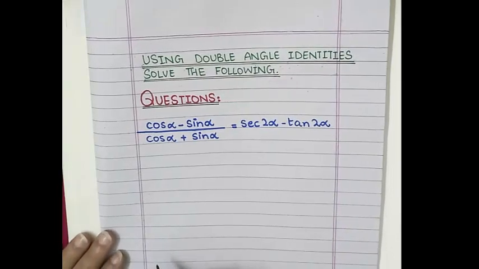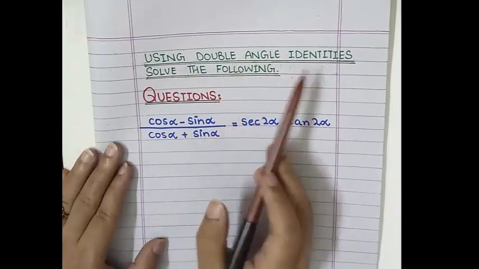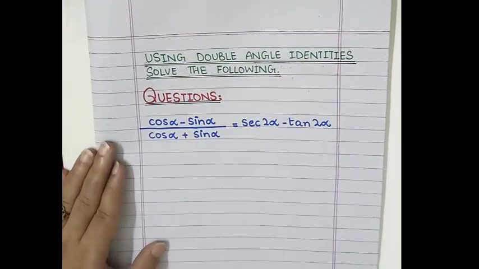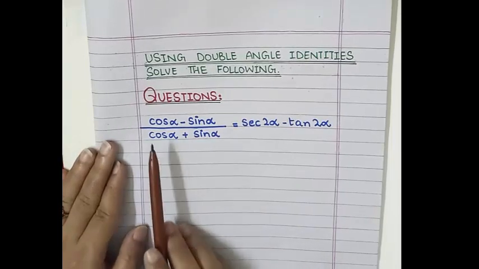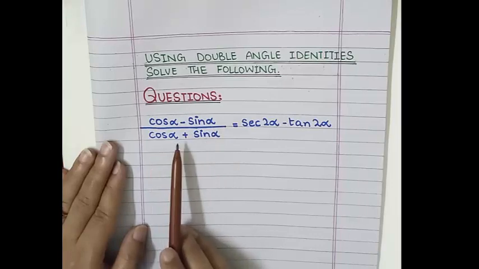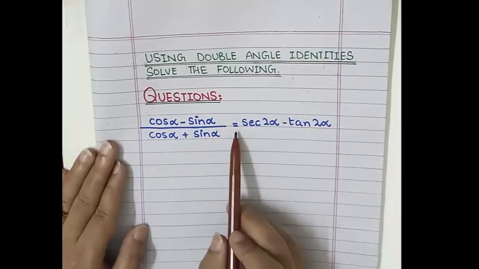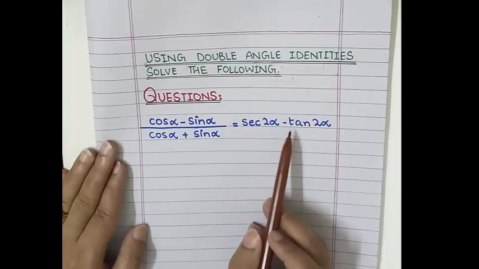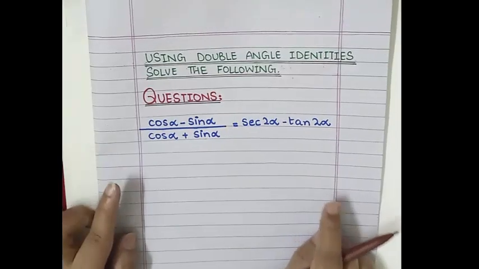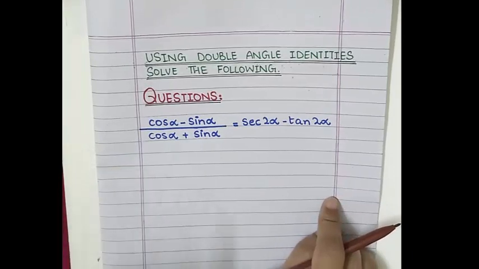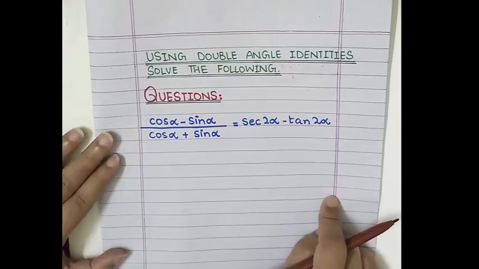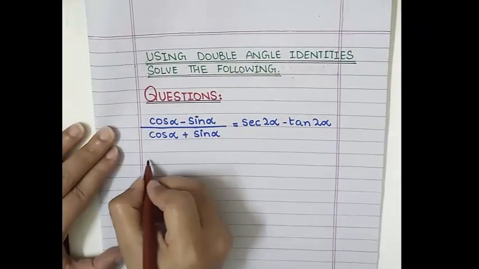So our today's lecture is using double angle identities, prove the following questions. So today we have another question: cos alpha minus sin alpha over cos alpha plus sin alpha is equal to secant 2 alpha minus tan 2 alpha. We will solve this question with two methods. I will give you an alternative method also. So let's get started.